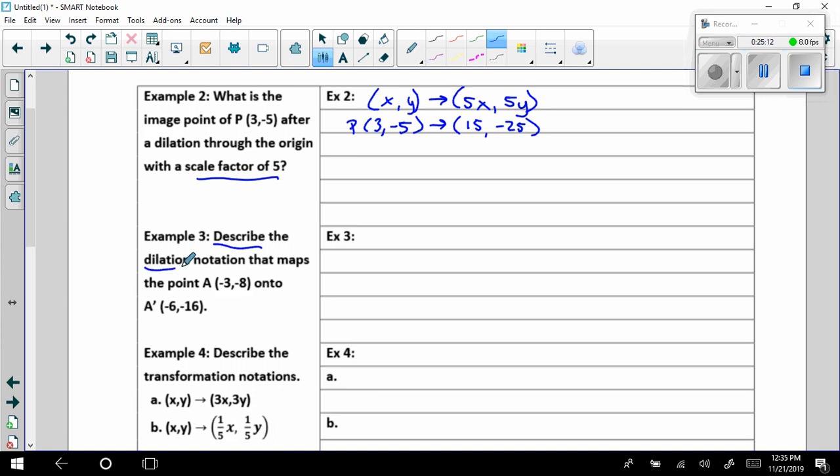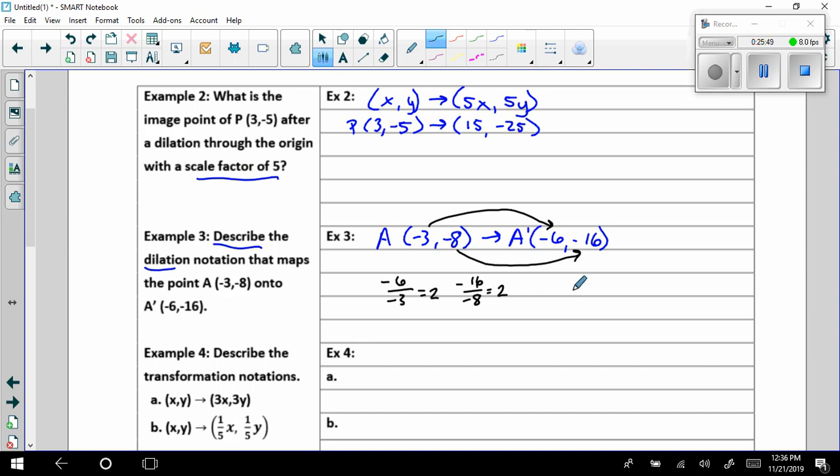So if describing the dilation, just look at what's happening from A to A prime. So if we have A is at negative 3, negative 8, and that's mapping onto A prime at negative 6, negative 16. Remember that those ratios have to be the same. And so what are we multiplying by that to get that? What are we multiplying by that to get that? So negative 6 divided by negative 3 is 2, and negative 16 divided by negative 8 is also 2. So it is a dilation with a scale factor of 2.